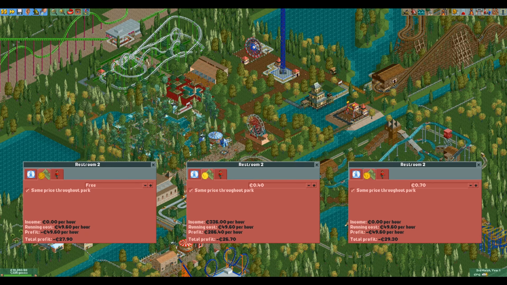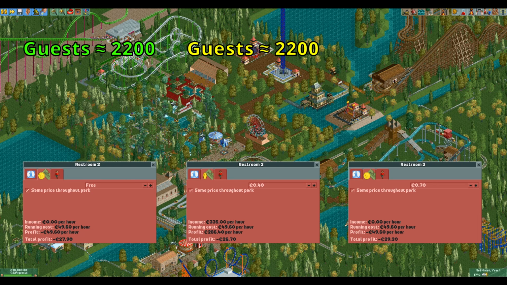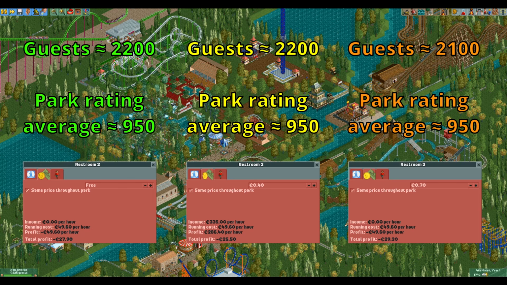The number of guests at the end was very similar for free and 40-cent toilets and slightly lower for 70-cent toilets. The park rating didn't seem to be different between the three. From this, I conclude that unless your toilets are so expensive that no one can afford them, the negative effects from guests not wanting to pay are negligible. Even with toilets that are too expensive, the effects are still quite small.